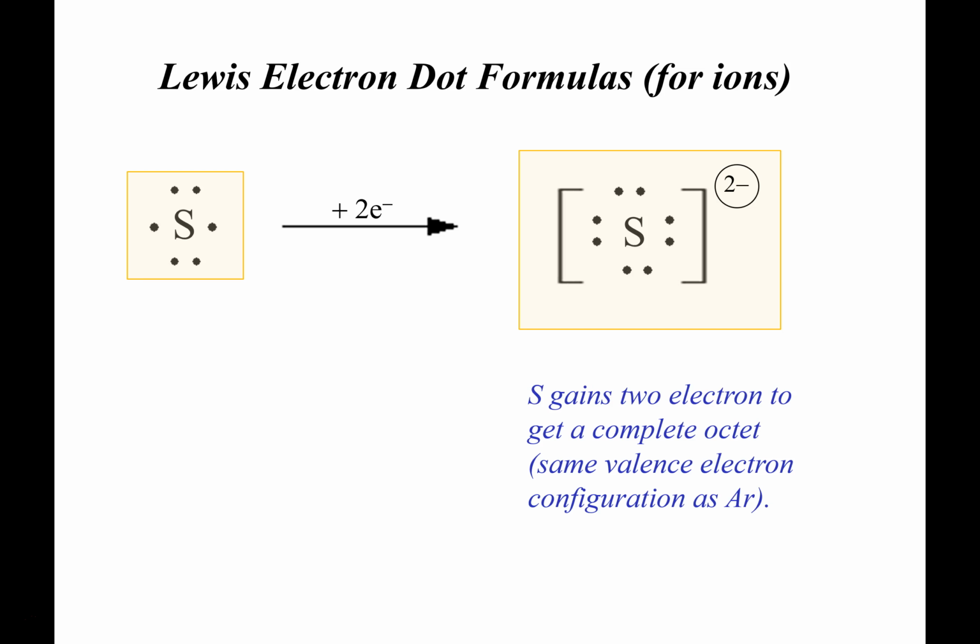Sulfur is a 6A element, so you see 2, 4, 5, 6 electrons, and it is going to pick up 2 electrons, and in doing so, now it will have a -2 charge.